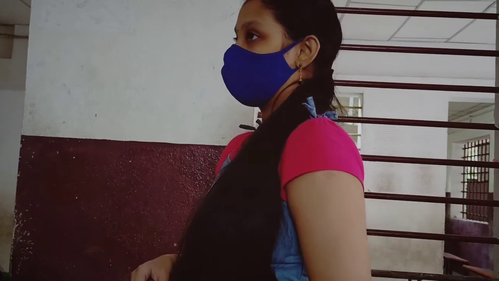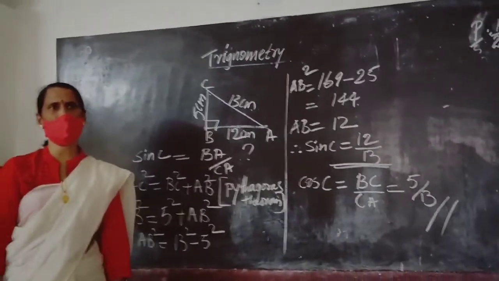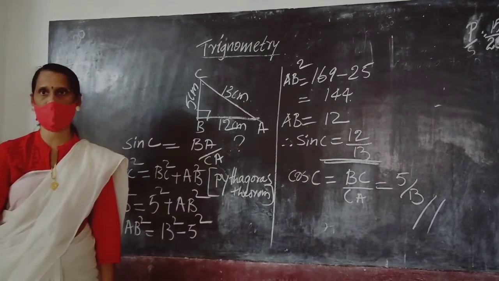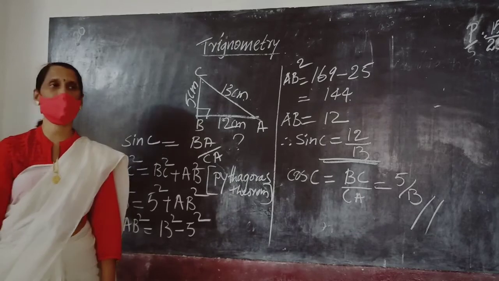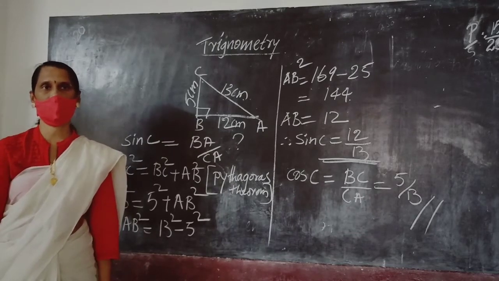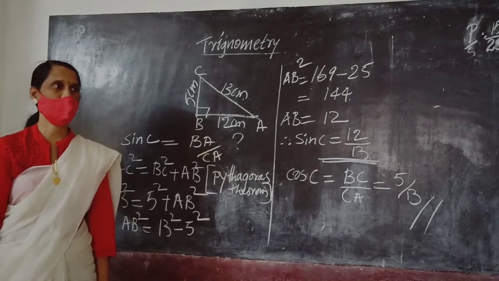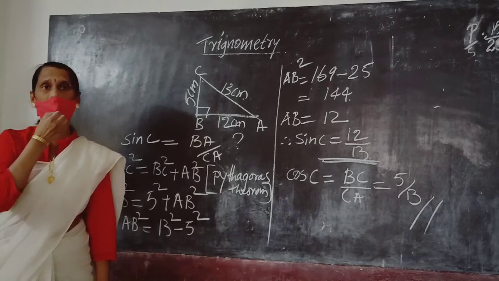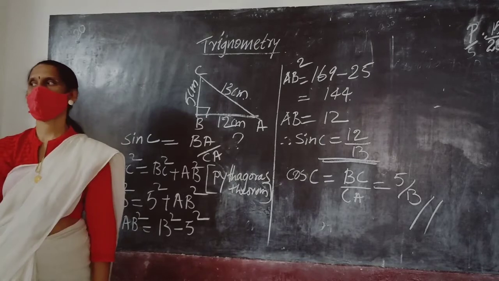So in this way, if any two sides of a right angled triangle are given, we can find out the ratios. First of all, by using Pythagoras theorem, we want to find out the third side. After that, apply. We know that sin theta. What is sin theta? Opposite side by hypotenuse.